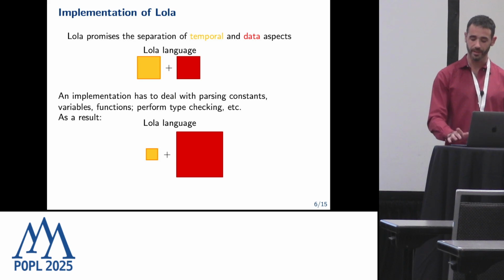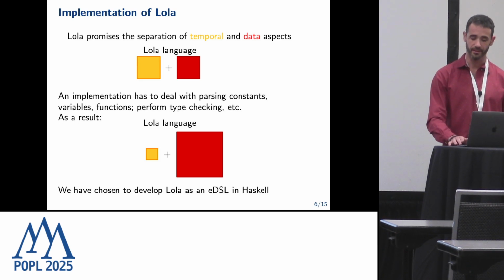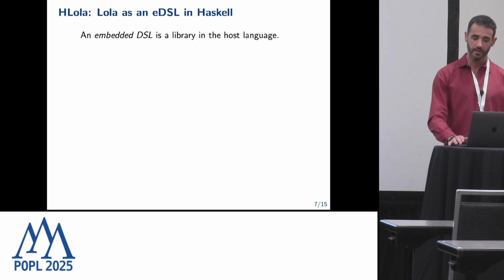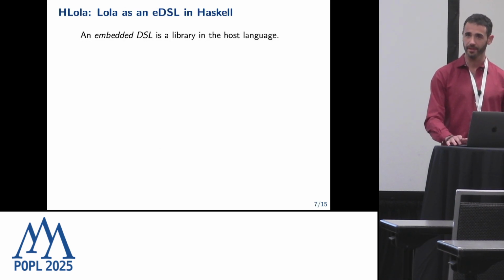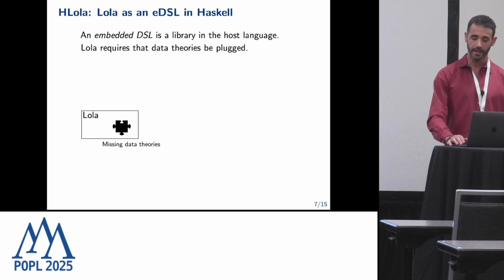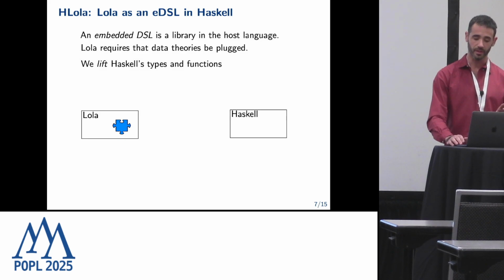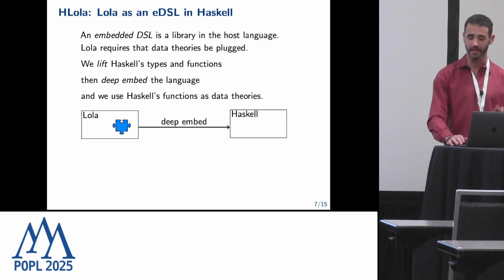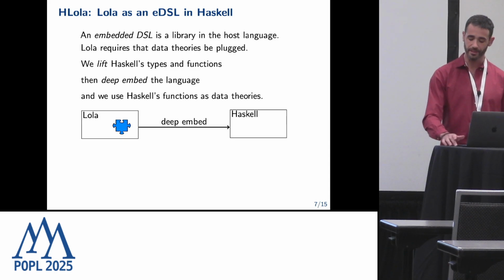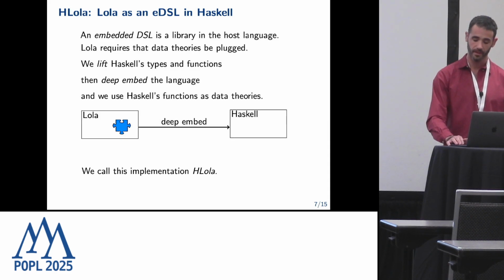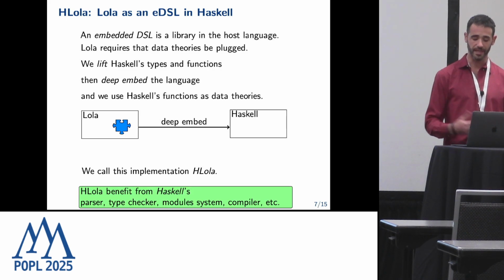To overcome this, we decided to do it as an EDSL in Haskell. An embedded DSL is essentially a library in the host language. Since LOLA is an incomplete language because it doesn't impose an application domain, we used the types and functions from Haskell to complete the language. Once we did that, we deep embedded the resulting complete language back into Haskell. This implementation we have called HLOLA, and it benefits from the type checker, the parser, and the ecosystem of Haskell together.